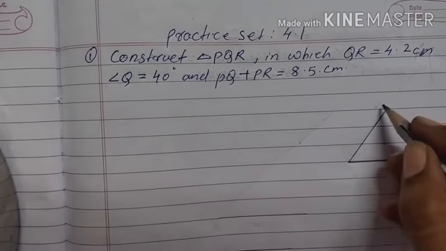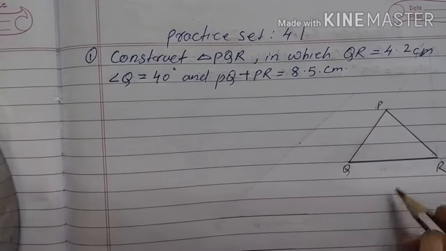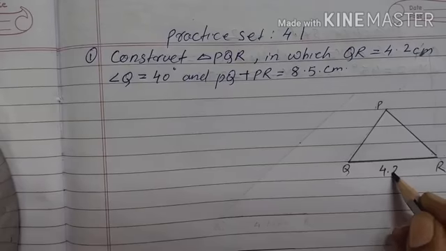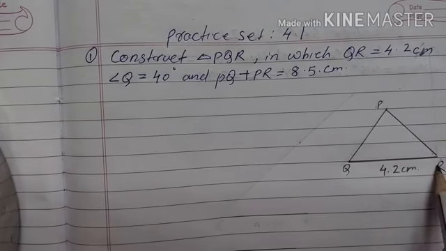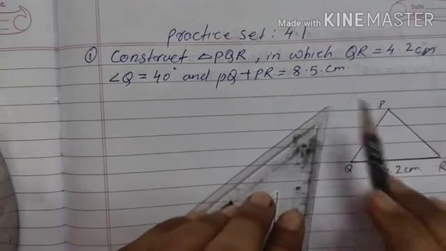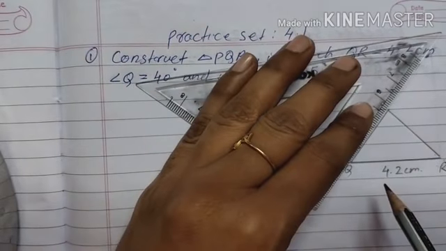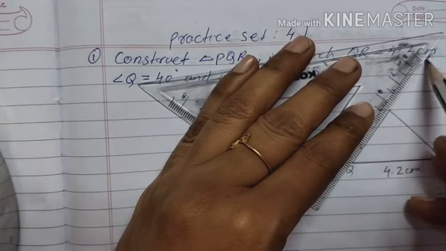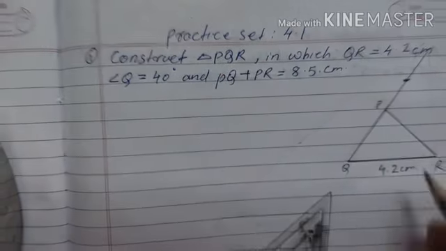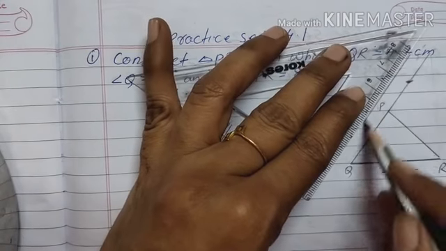This is your triangle PQR. Here QR is 4.2 centimeter, and PQ plus PR, that means in PQ we have to add PR. If we add PR in PQ, then the length of the side gets increased. That means here you have to take the sum of two sides. So the sum of two sides means in PQ we have to add PR.